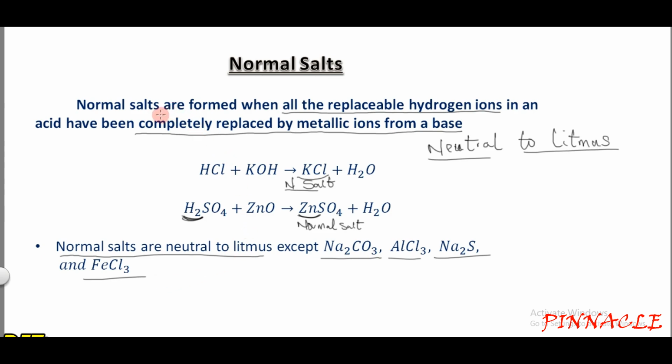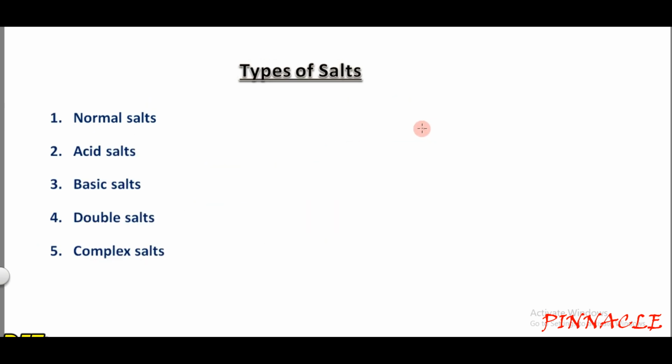Alright, so again, what are normal salts? Normal salts are formed when all the replaceable hydrogen ions in an acid have been completely replaced by metallic ions from a base. So what we talked about before, we talked about the different types of salts. There are 5 basic types of salts in chemistry. We have normal salts, acid salts, basic salts, double salts, and what? Complex salts. These are the 5 types of salts.